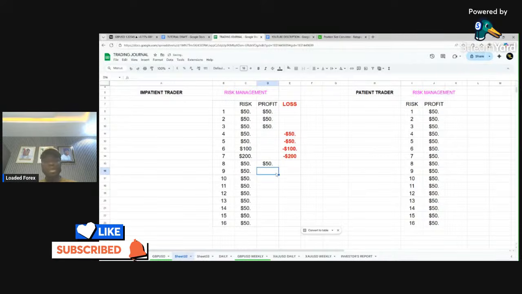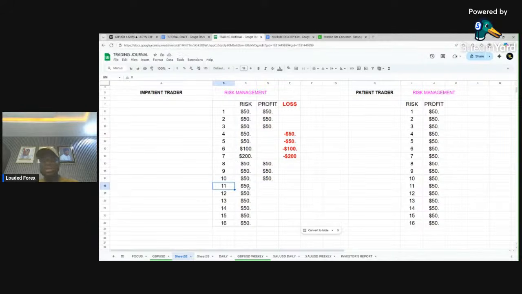Then makes $50. Then he's so lucky on the 9th trade, $50. You understand? Then on the 10th trade, he's so lucky, he makes another $50. Then on the 11th trade, what happened?